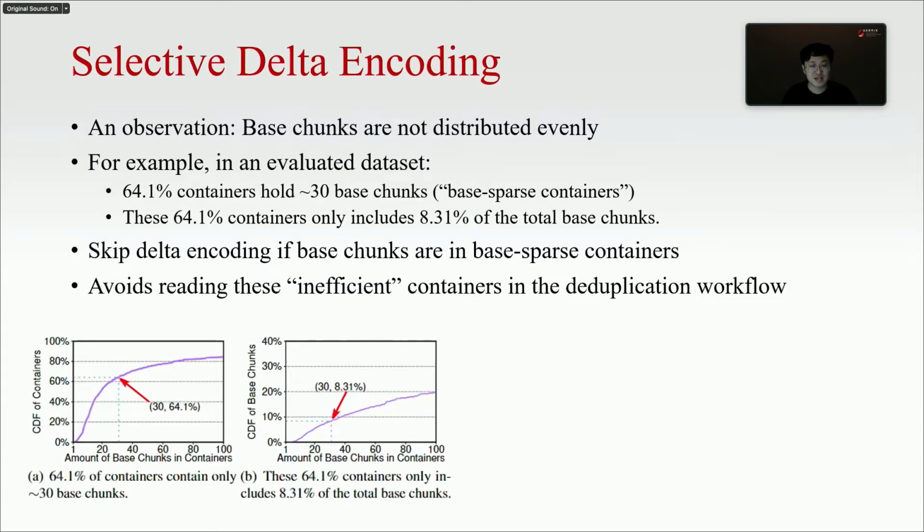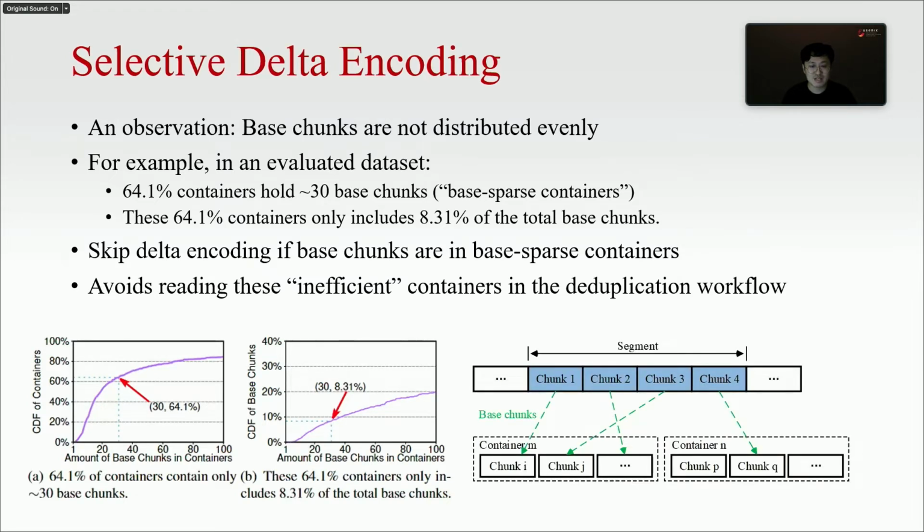The first technique is selective data encoding. We observe that base chunks are not distributed evenly. For example, in an evaluated dataset, about 64% of containers only hold about 8% of base chunks, and we call these containers base sparse containers. This observation gives a hint that skipping data encodings whose base chunks are in base sparse containers will only cause a limited deduplication ratio loss.